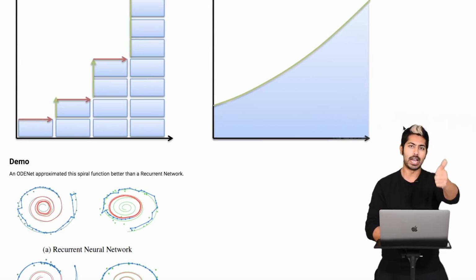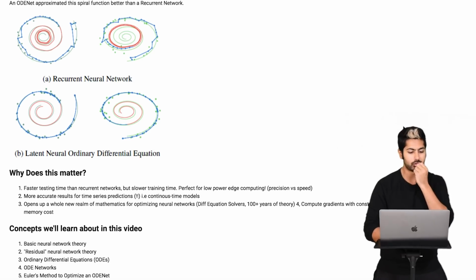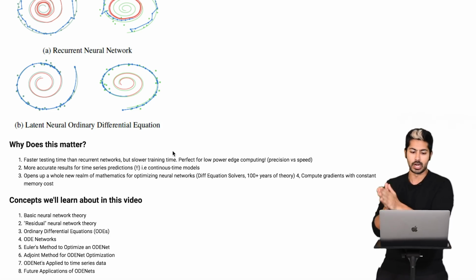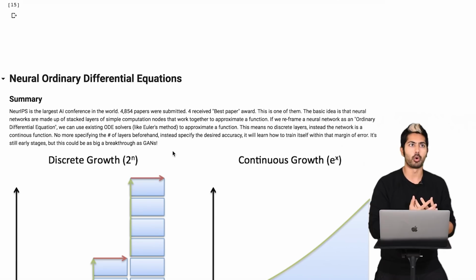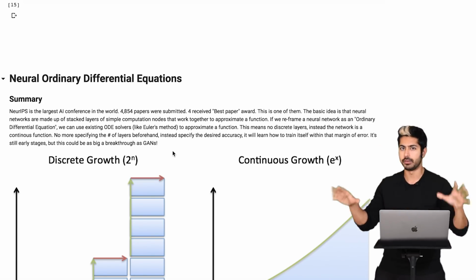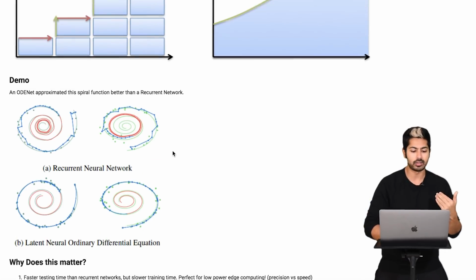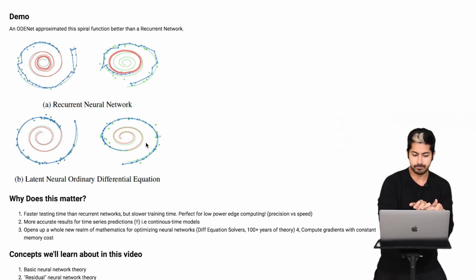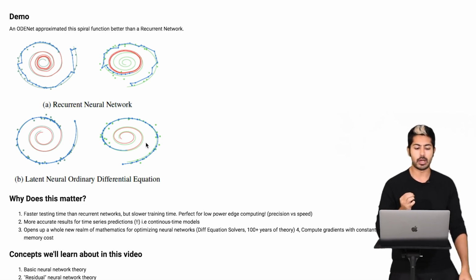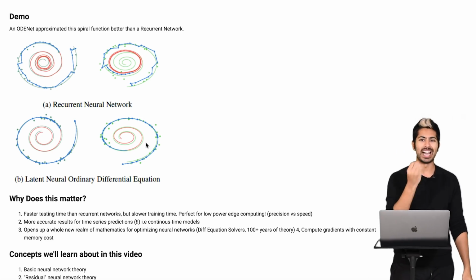Okay, so why does this matter? Time series data is why that matters. Because it means faster testing time than recurrent networks. So just faster neural networks if we do it this way. Instead of considering our network as discrete blocks of discrete layers, we consider it as a continuous function. And once we do that, we can have faster testing time. So we're making a trade-off between precision and speed. It also means that we get more accurate results for time series predictions, i.e. continuous time models.